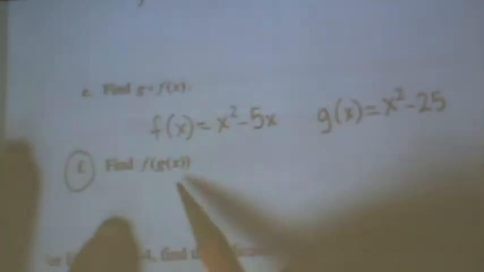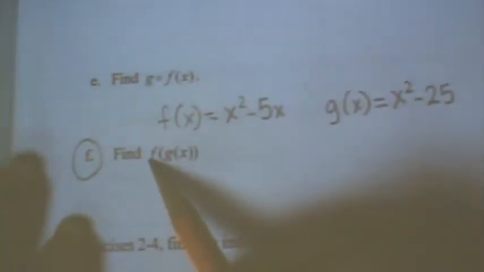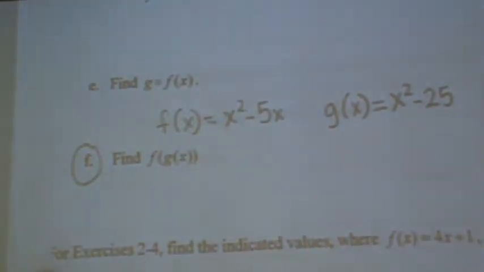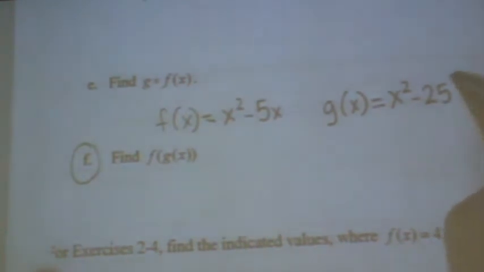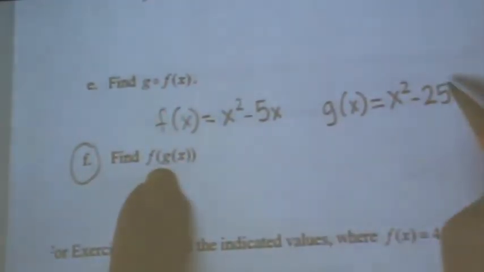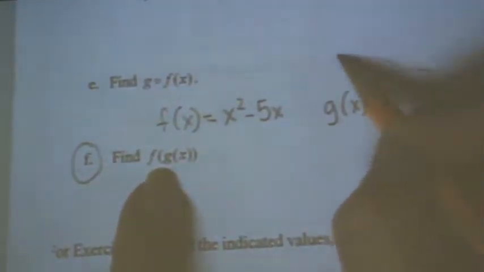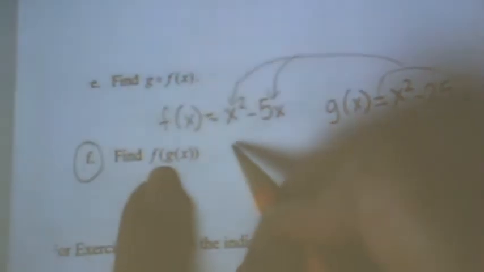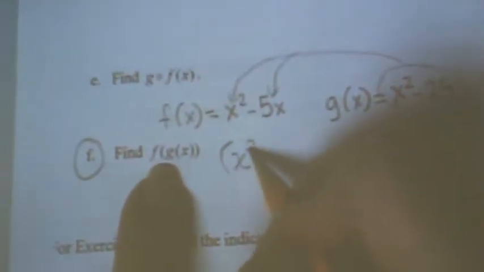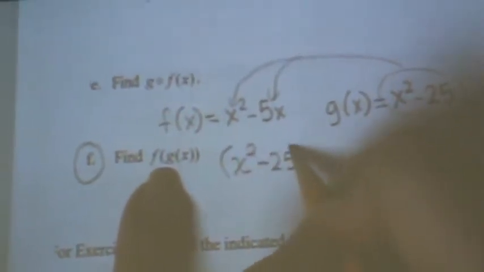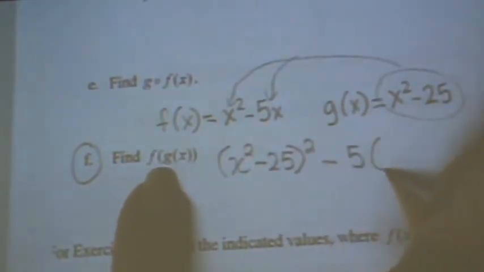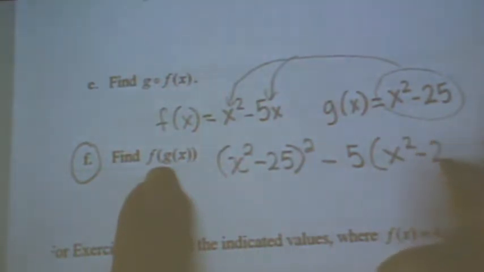Okay, tell me how to do this problem. This is saying f of g of x. You're going to plug this one in here. Wherever you see x, you're going to plug that in. So you're going to square x squared minus 25, right? Minus 5 times x squared minus 25.